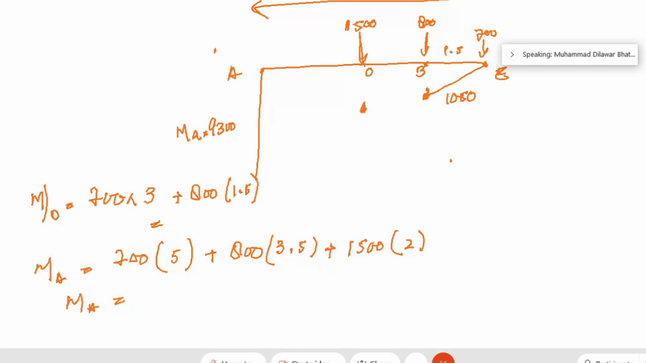Here actually the values of these point loads will be in negative direction, all of them will be negative. Why negative? Because they are hogging. Calculate the values.